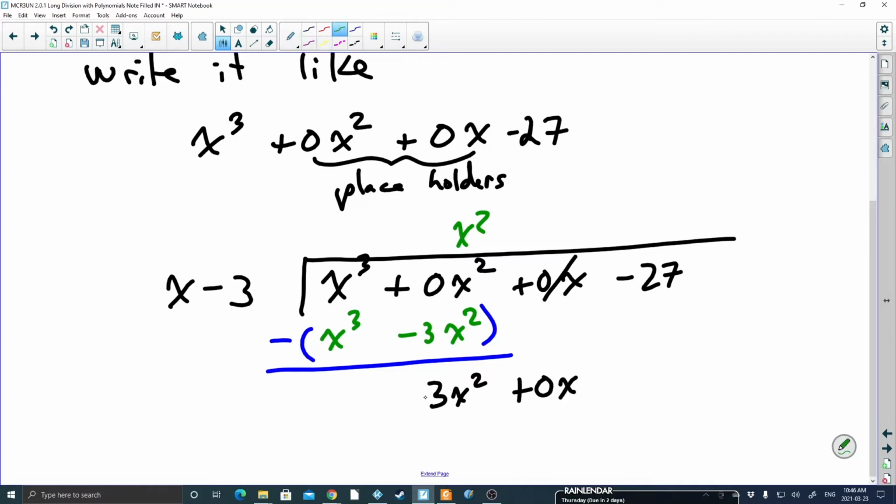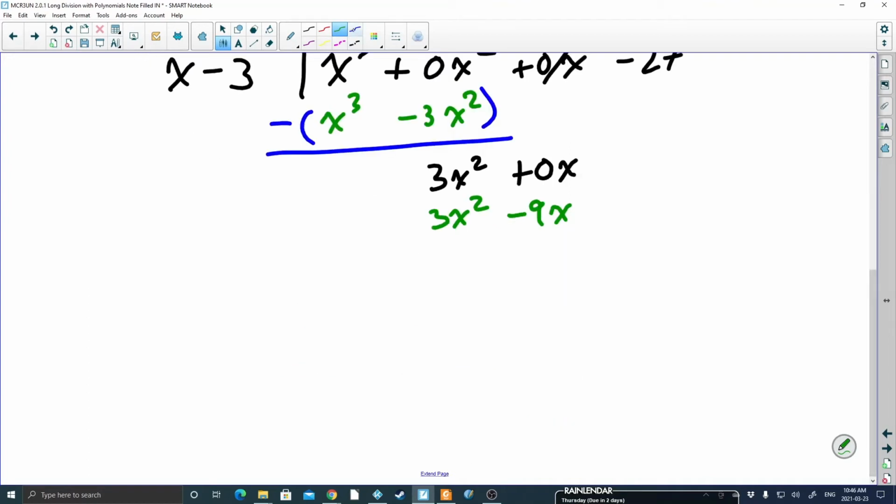So I'm trying to get rid of 3x squared. I need a 3x squared to appear here because I am going to be subtracting them. That means I'm going to multiply by 3x up here. 3x times x is 3x squared. 3x times negative 3 is negative 9x. I'm going to subtract down. 3x squared minus 3x squared is 0. 0 minus negative 9x is just 9x.